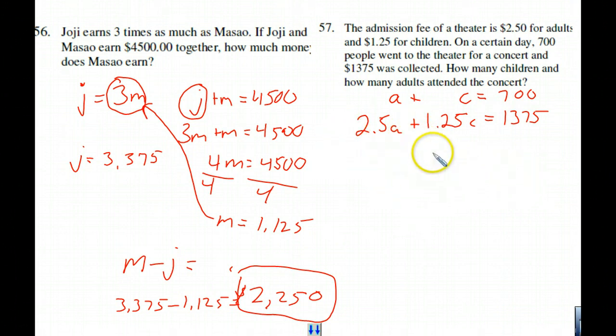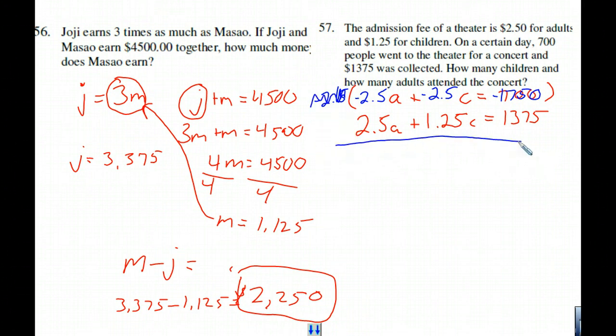You can solve this a number of ways. Let's just stick with what we've been doing, which was elimination. You can multiply everything by negative 2.5. So that'll make this negative 2.5 to cancel out with this 2.5. Same thing here. 700 times 2.5 will equal negative 1,750. Alright, if we add all this up, this will equal 0.